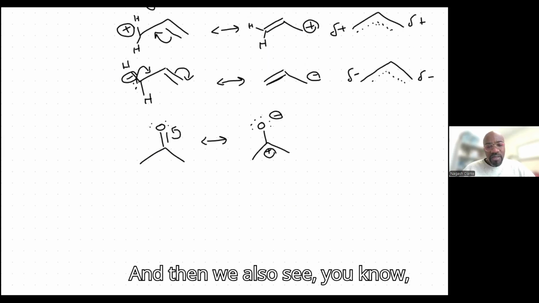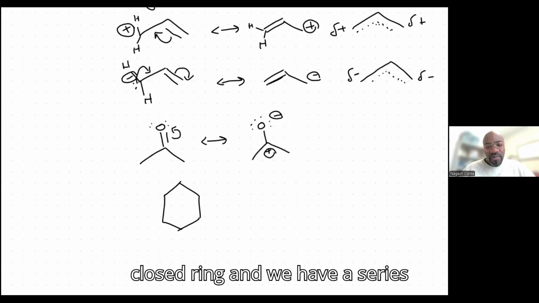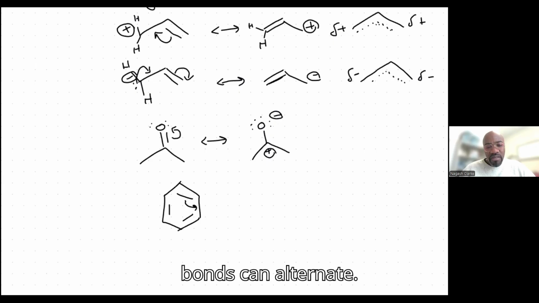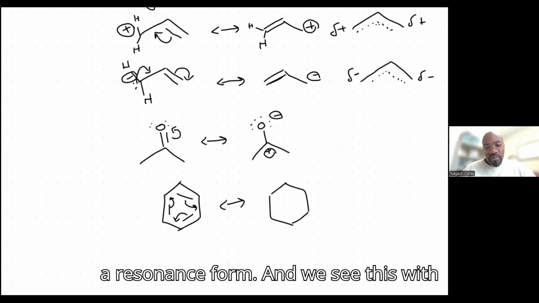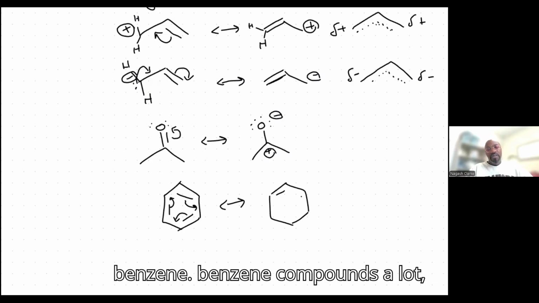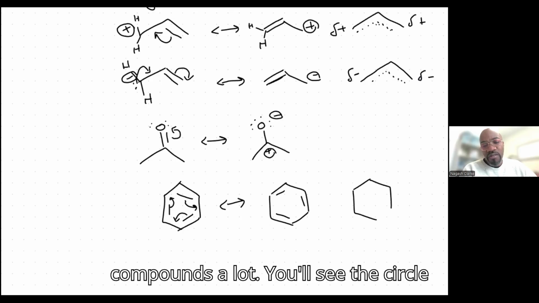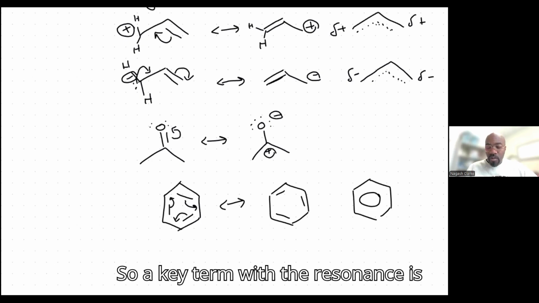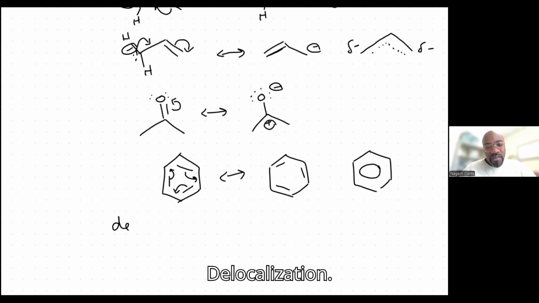And then we also see resonance where we have a closed ring and a series of double bonds. These double bonds can alternate and we get a resonance form. And we see this with benzene compounds a lot, right? That's why we draw benzene with a circle, because we're saying that the double bonds, the pi electrons, are delocalized. So a key term with resonance is delocalization.